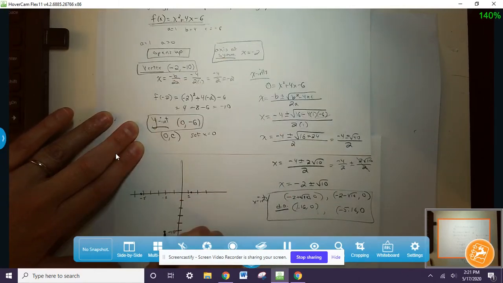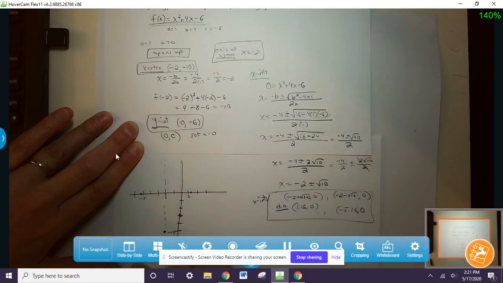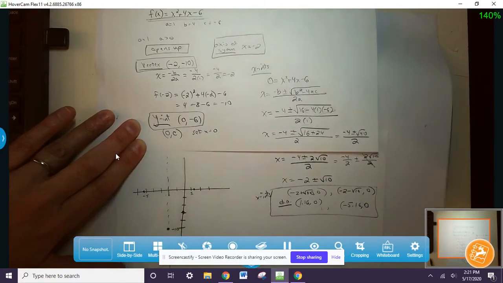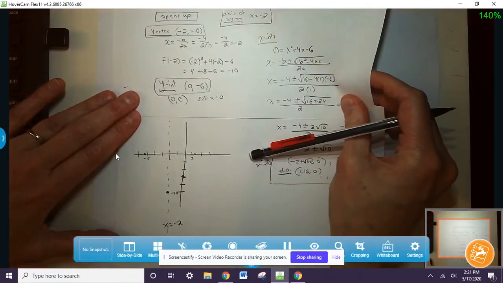For my vertex, my y-intercept is negative 6. And my axis of symmetry is x equals negative 2. If we draw in the axis of symmetry, we draw it in as a dashed vertical line. It's not technically part of the graph. It shows us the symmetry of the graph.